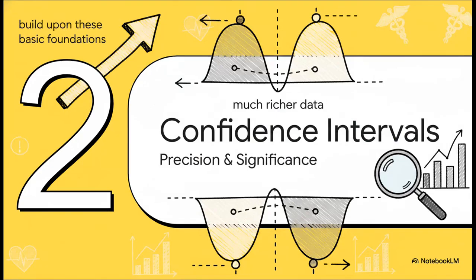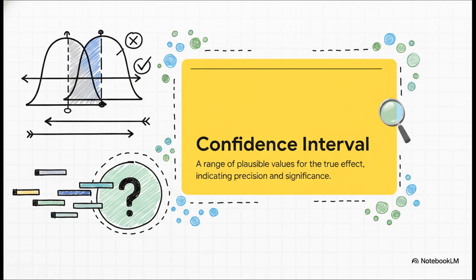Moving right along, section 2, cracking confidence intervals. So while a p-value really just gives you a basic yes or no on whether something is statistically significant, a confidence interval, or CI, gives you a whole range of plausible values for the true effect. A 95% confidence interval basically means that if we repeated the exact same study over and over again, countless times, about 95% of those intervals we produced would successfully capture the true population value. It's a total game changer because it tells you 2 things at once. First, whether the result is statistically significant, and second, exactly how precise the estimate really is.